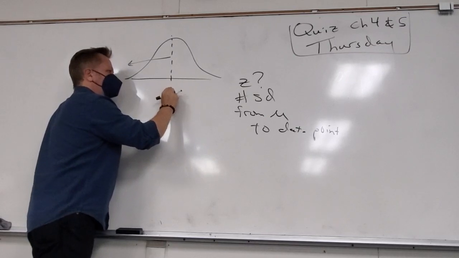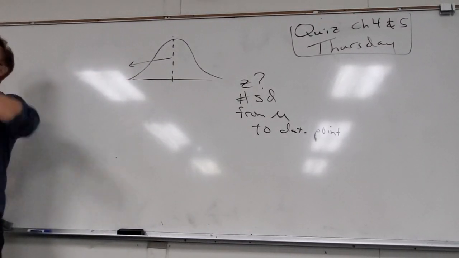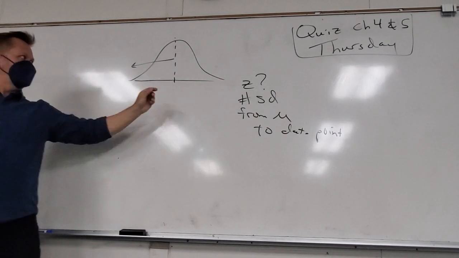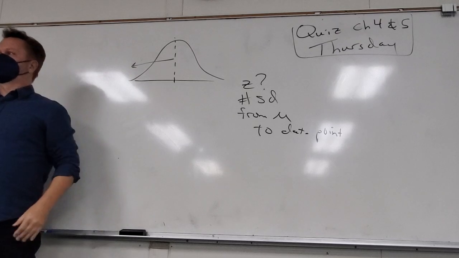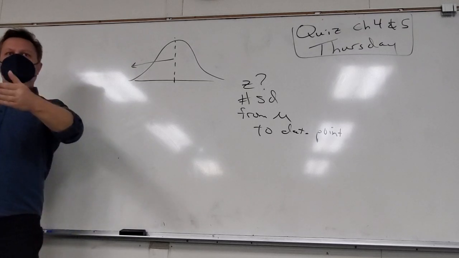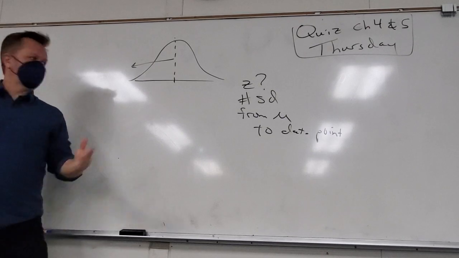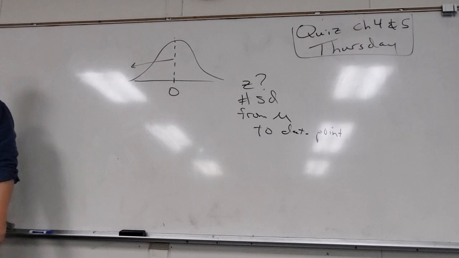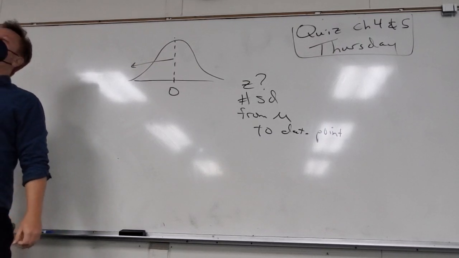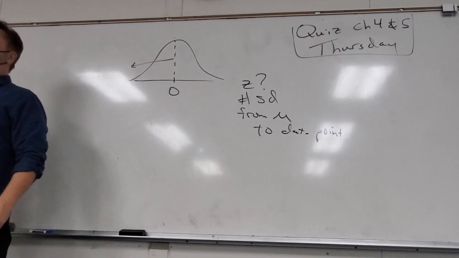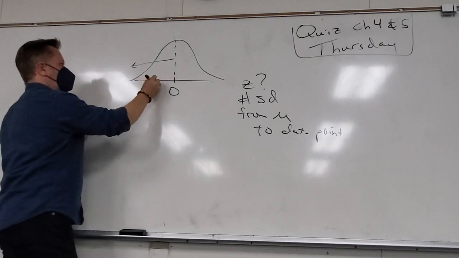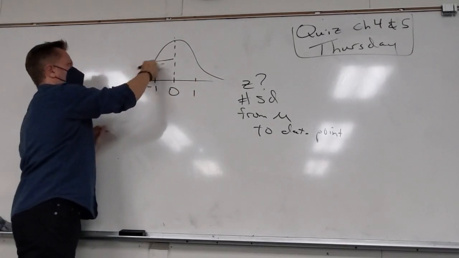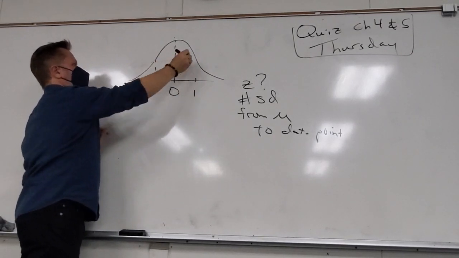If the z-score tells you the number of standard deviations from the mean to the point I'm talking about, what would the z-score for the mean be? How far is the mean away from itself? 0. Right? So whatever the mean is, its z-score will be 0. If I go 1 step down and 1 step up, somebody remind me, we've done this enough, what percentage would be in here?